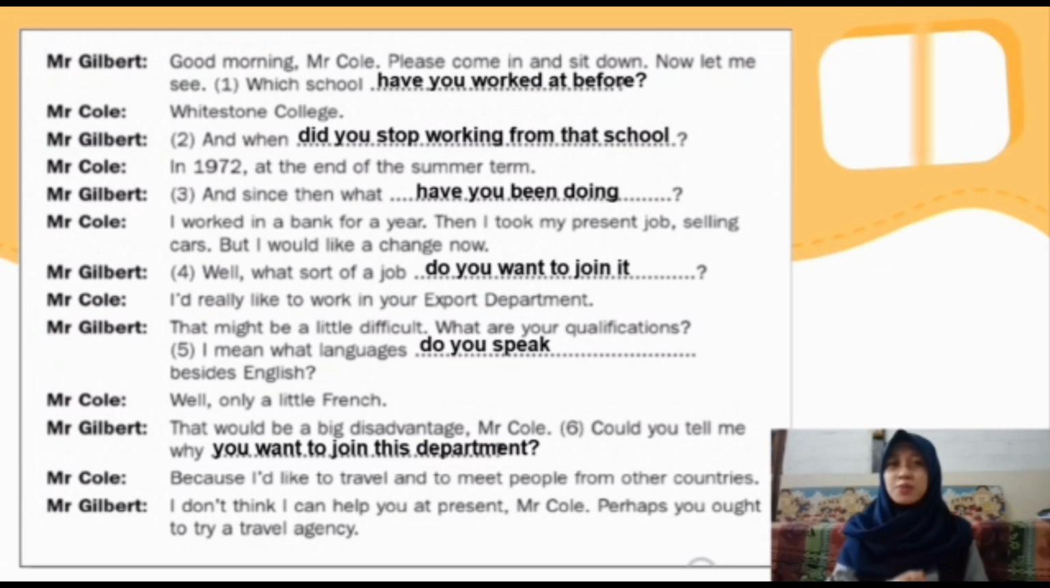Now I will explain the scores of each answer. If you have a correct answer, you will get 1 point, and if you have a wrong answer, you will get 0 points.